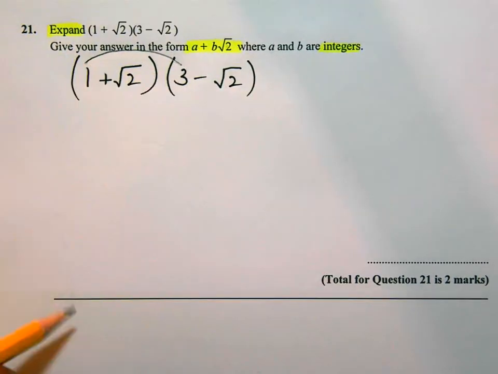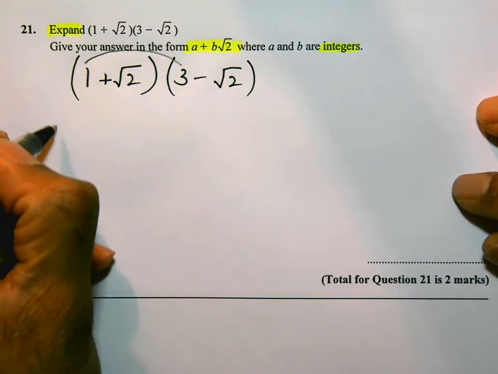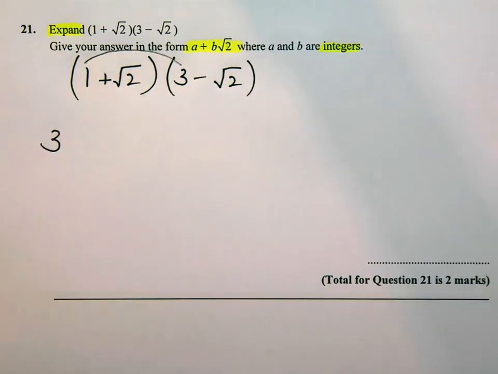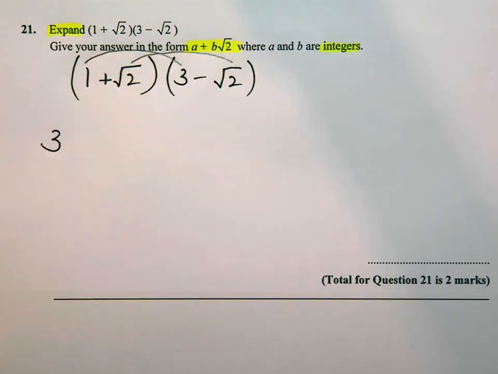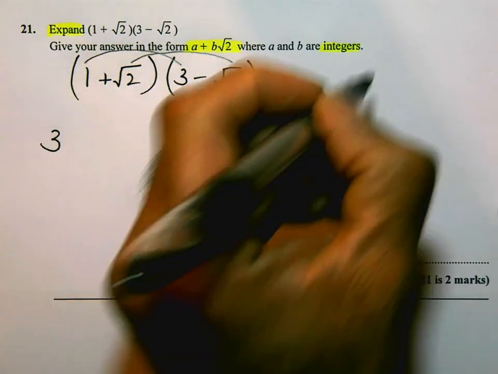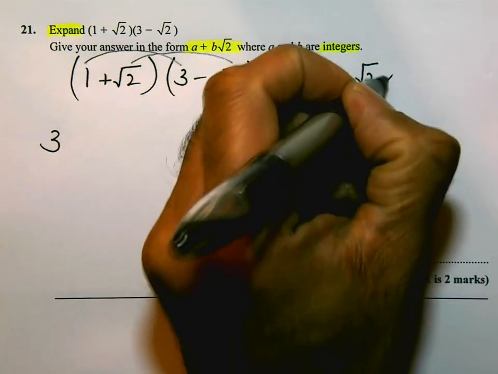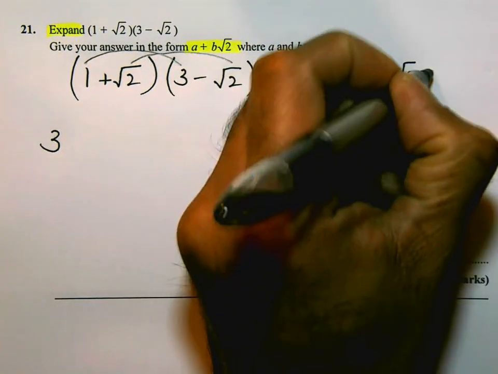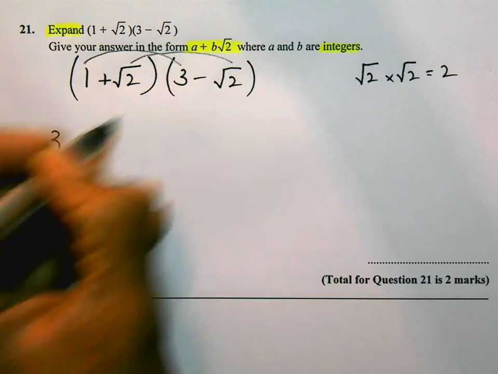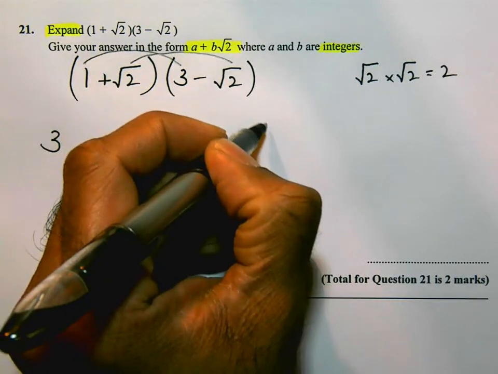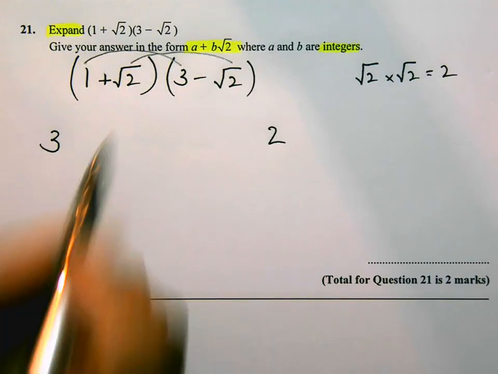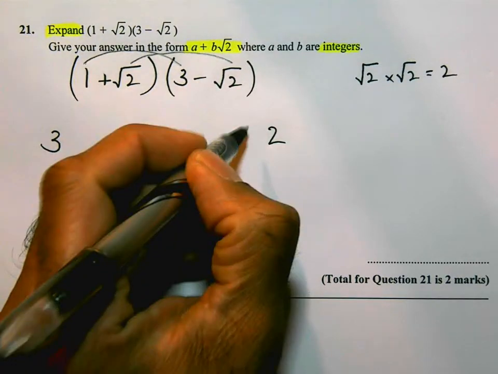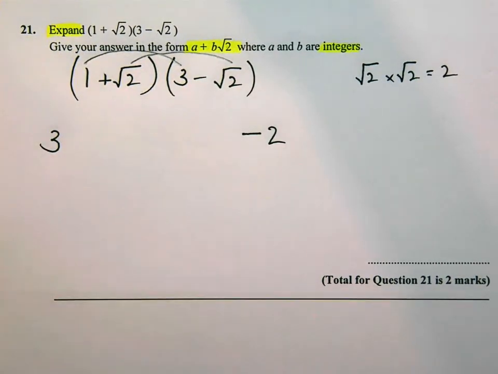I'm going to do 1 times 3 is 3. At the other end, I'm going to do root 2 times root 2. Now root 2 times root 2, you should know that. Root 2 times root 2 is simply 2. And I'm going to put that at the other end. However, a plus times a minus is going to be a minus. Okay, so that's the two ends.